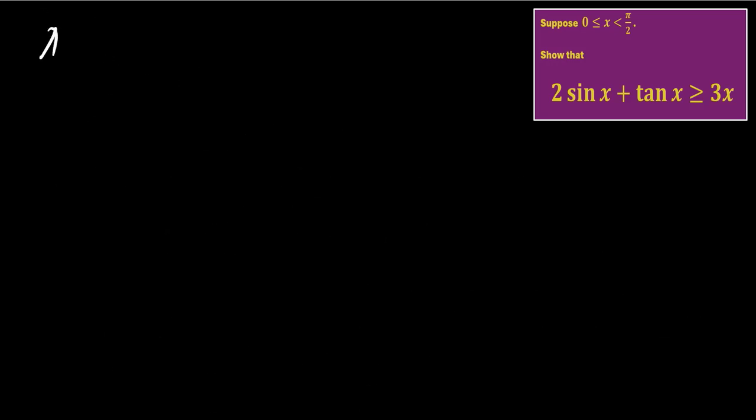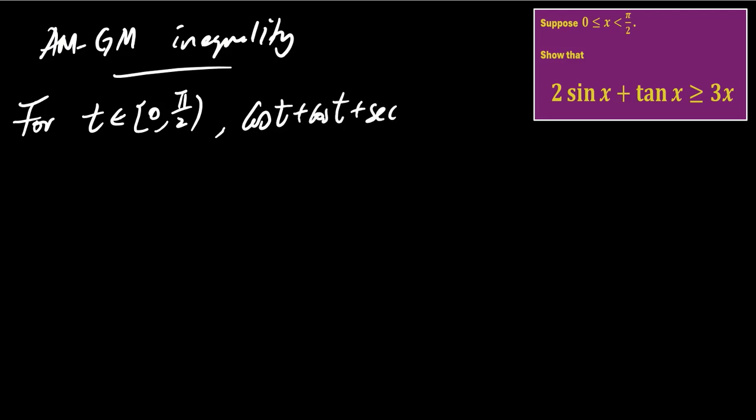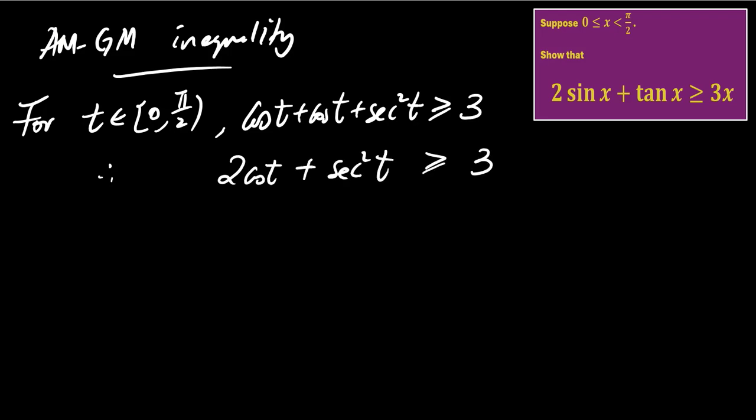For another method, we try to start with the AM-GM inequality. For t in between 0 and pi over 2, cosine t plus cosine t plus secant squared t, as shown just now using the AM-GM inequality, is greater than or equal to 3. So 2 cosine t plus secant squared t is greater than or equal to 3. Now, both sides of the inequality are positive.